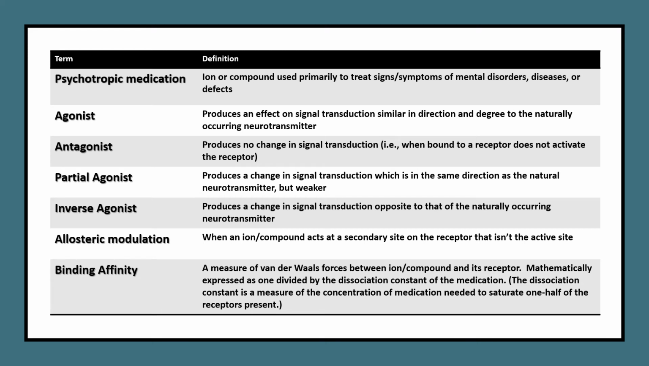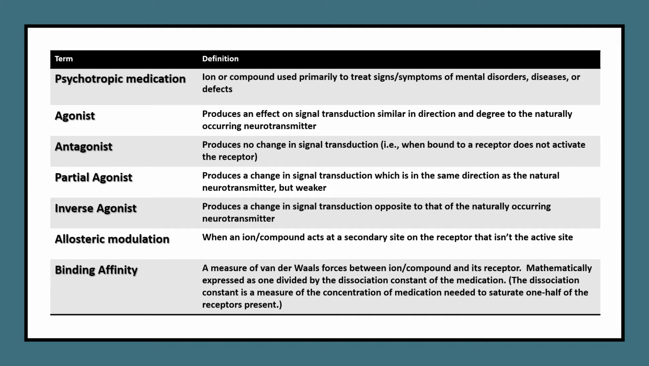So a few definitions: psychotropic medication. This is any ion or compound that's used primarily to treat the signs and symptoms of psychiatric disorders or mental disorders. We would say psychotropic medication, for example, when we're using valproic acid or Depakote for bipolar mania, and we would call it an anticonvulsant medication when we're using it to treat epilepsy or seizure disorders.